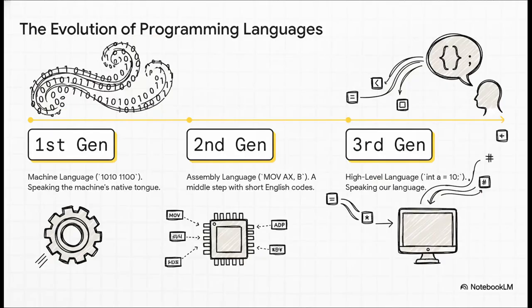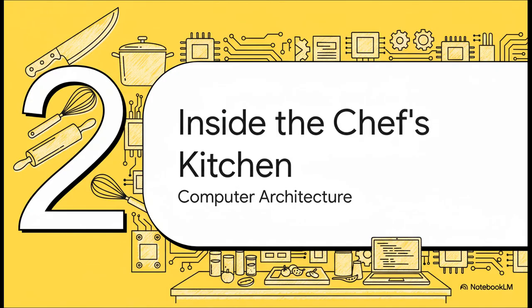So to bridge this massive gap, we had to invent translators. In the very beginning, we actually tried to speak the machine's language with pure ones and zeros. It was brutal. Then, we created a middle ground called assembly, which used short little English codes. And finally, we developed high-level languages, like C, which let us write in a way that's much more natural for us humans.